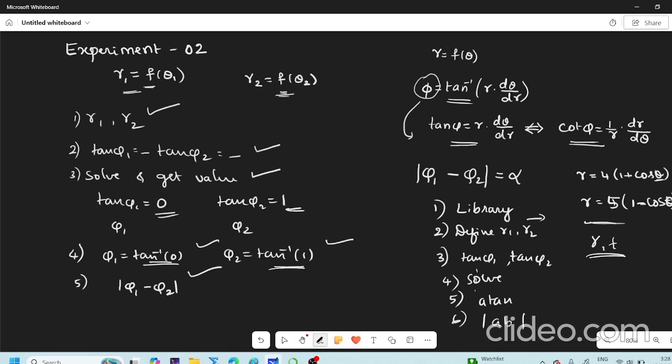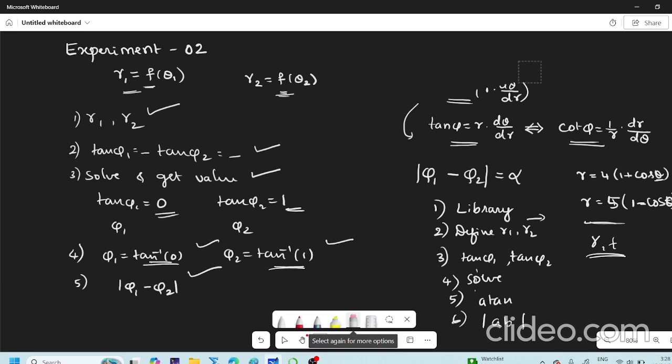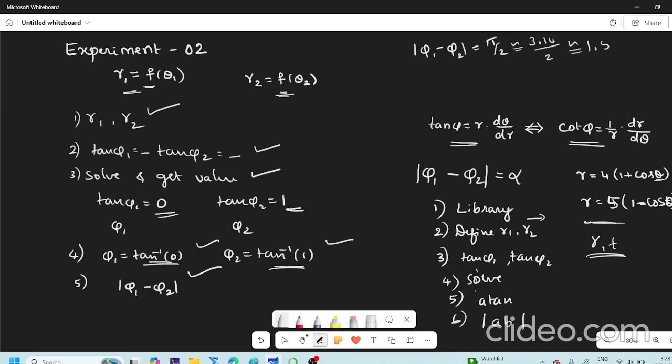So how do we conclude whether the given curves intersect orthogonally or not? You can say the given curves are orthogonal if their angle of intersection phi1 minus phi2 equals pi by 2. Pi is approximately 3.14, so pi by 2 is approximately 1.57. So the angle of intersection is approximately 1.57. That leads to the conclusion that the given curves are orthogonal.